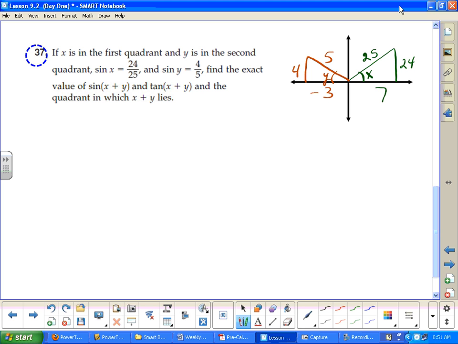Now, let me ask you this. I have an angle in the first quadrant and an angle in the second quadrant. And so when we're all done, they want to know which quadrant the sum of them lies in. So what are my possibilities? Could x plus y be in the first quadrant?